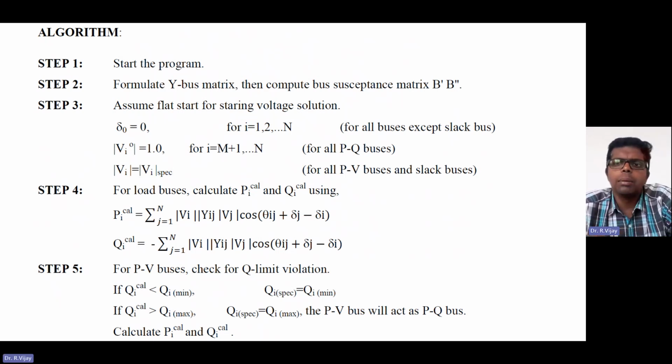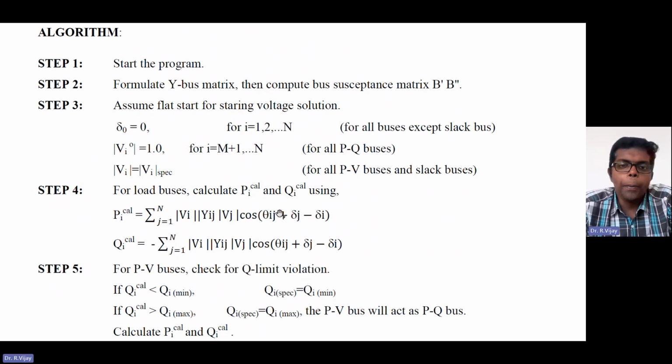So this algorithm is very simple. It is very similar to the Newton-Raphson method. If you study the Newton-Raphson method, you need not study this method separately. The only thing is that you are adding the susceptance matrix here instead of the Jacobian matrix there, and the rest are all the same.